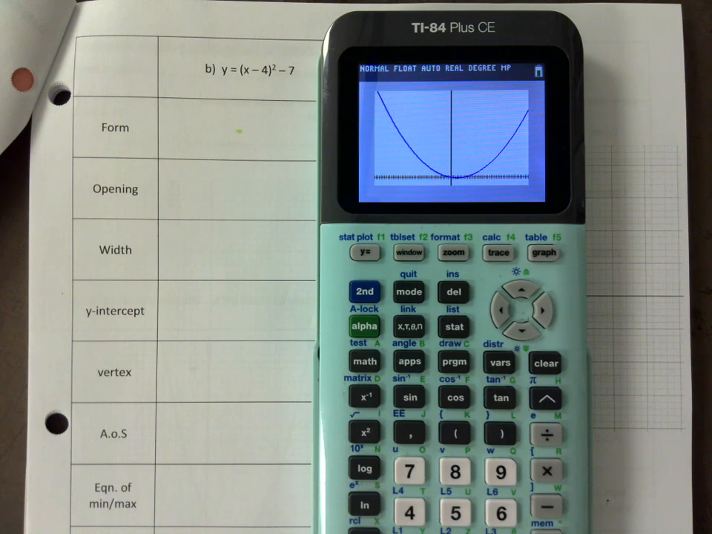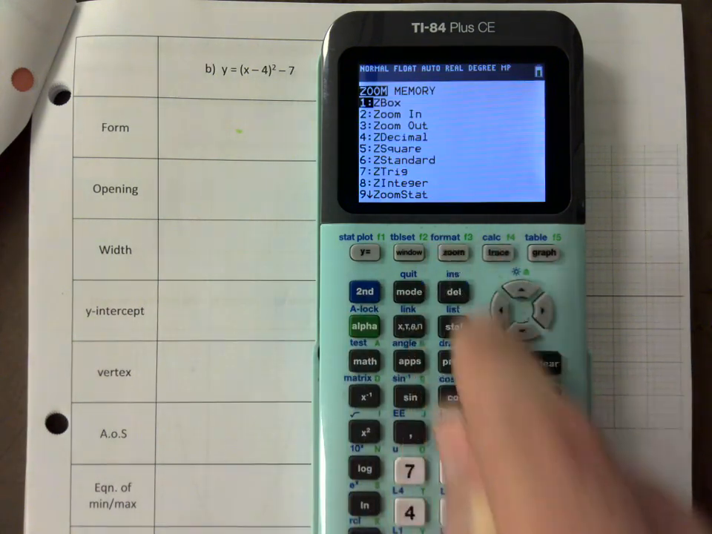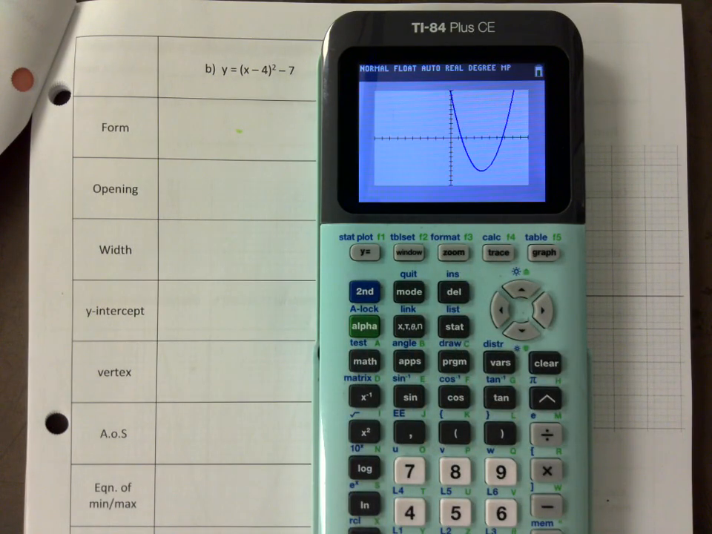For me, that works pretty good, but I have to say my window is different than yours. So please don't think that you have a different graph. You're just looking at it from a different perspective, okay guys? It's just your window is different. I'm gonna match yours, so I'm gonna go zoom 6. Zoom 6 is your standard zoom, and it does a pretty good job here, right?